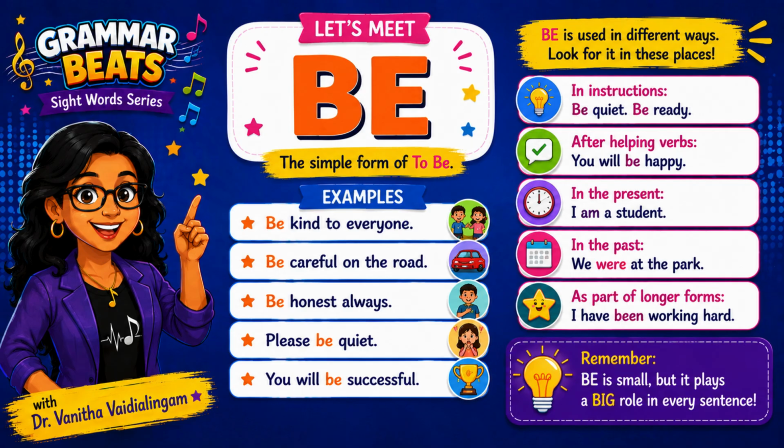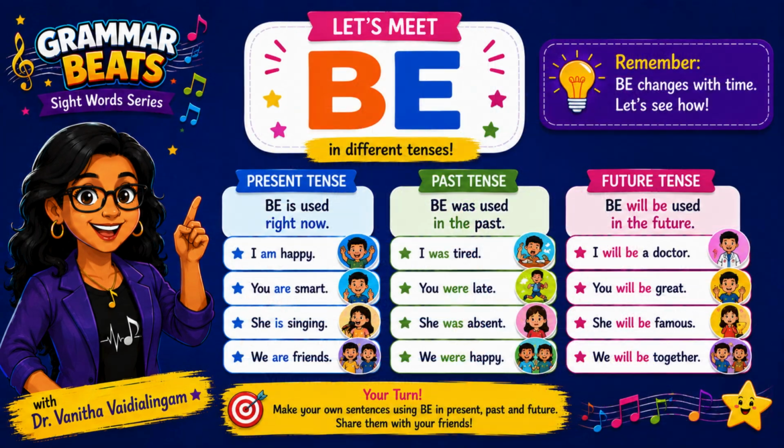But in the present tense, it takes the form of am when used with I. I am a student. In the past tense, it takes the form of was or were depending on whether the noun is singular or plural. For example, we were at the park. It takes the form of been with have, has or had. I have been working hard. Be changes forms in different tenses.